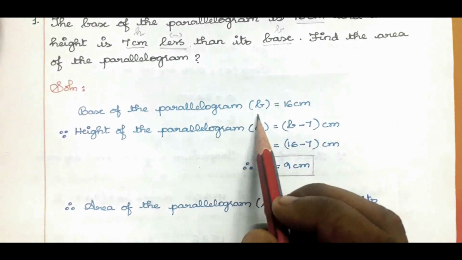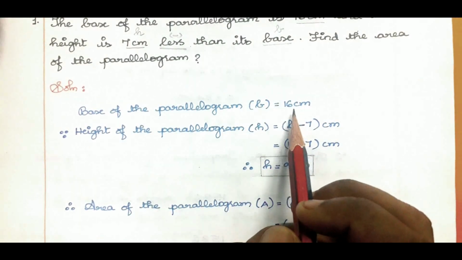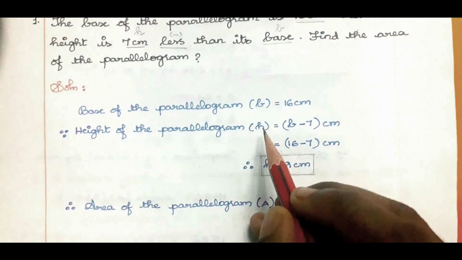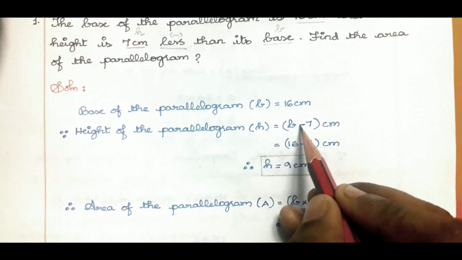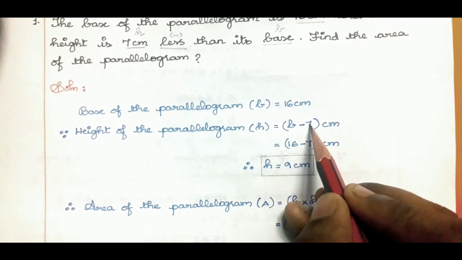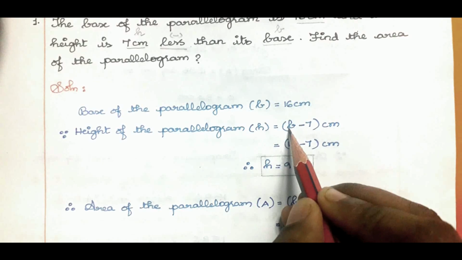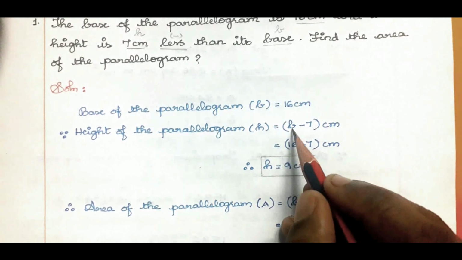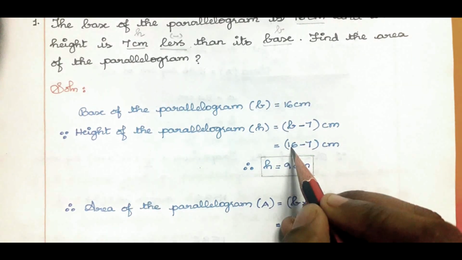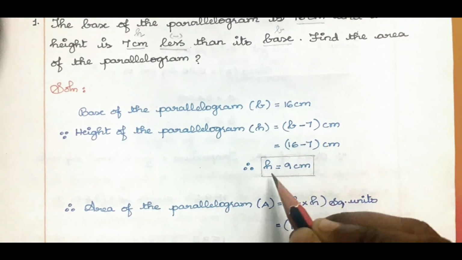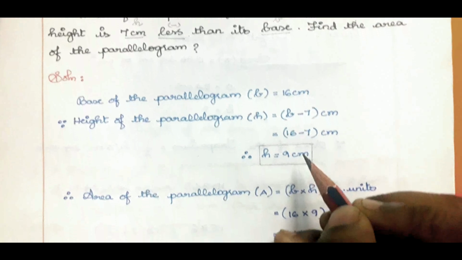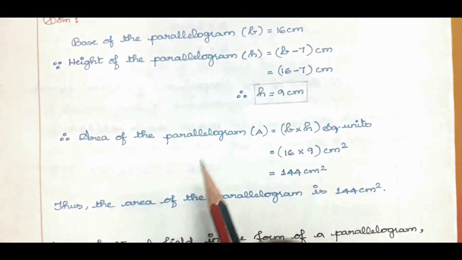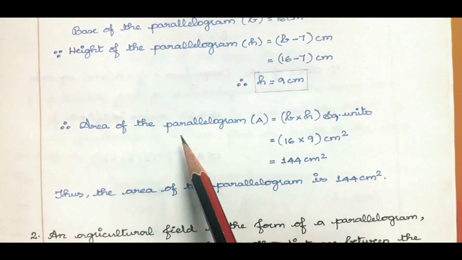So, solution. Base of the parallelogram B is equal to 16 centimeter. Height of the parallelogram H is equal to, they have given height is 7 centimeter less than the base. B we already know as 16. 16 minus 7 centimeter, therefore H is equal to 9 centimeter. Clear?